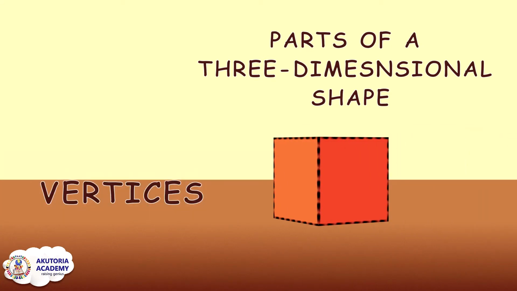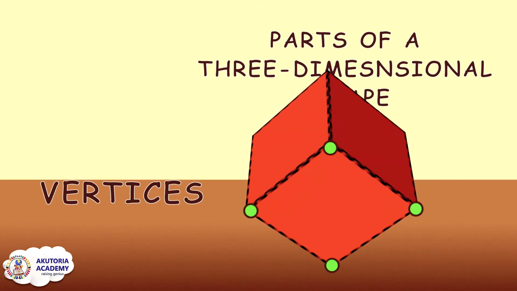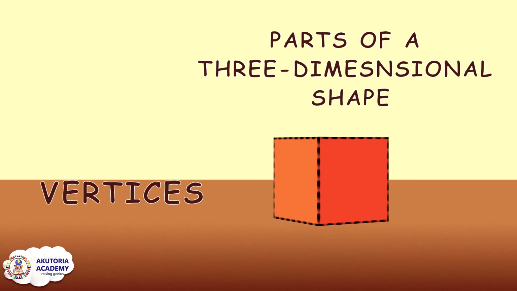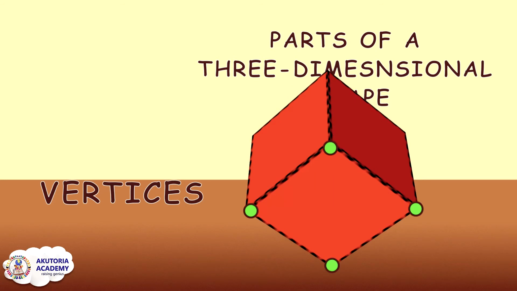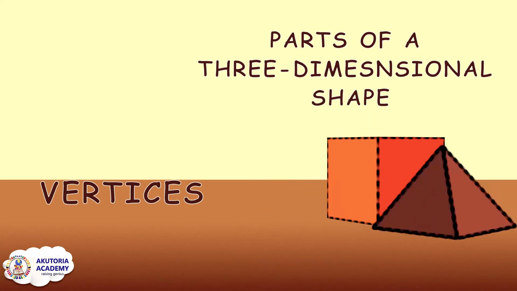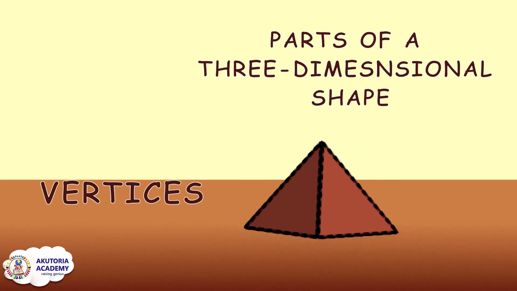Vertices. They are the point end of a three-dimensional shape. They are like the corners of a flat shape. They have a pointed end like a pin. The green dots are showing us where we can find the different vertices of this cube. For the triangular prism, we can also see the vertices and they are pointed.